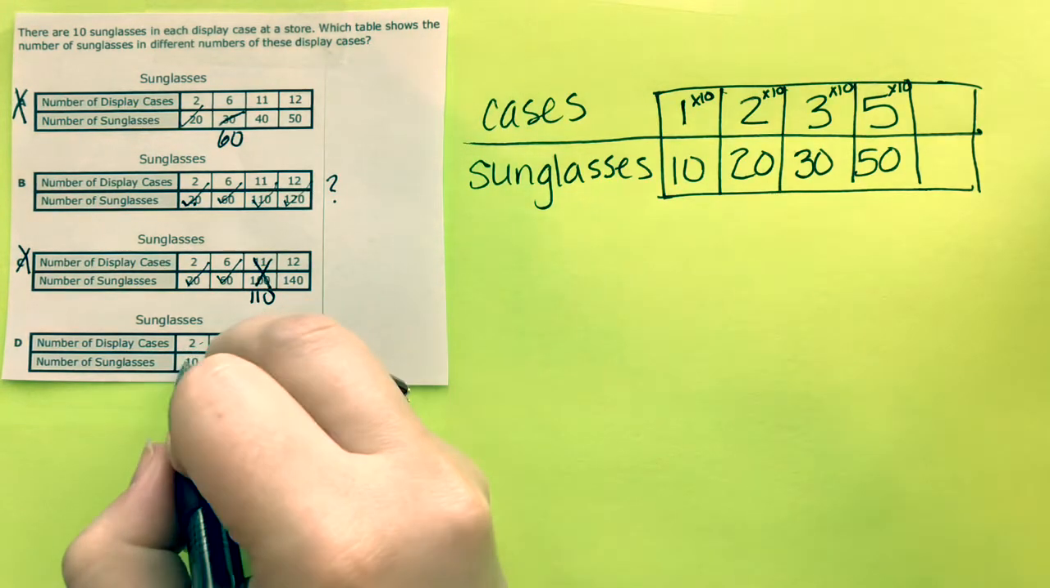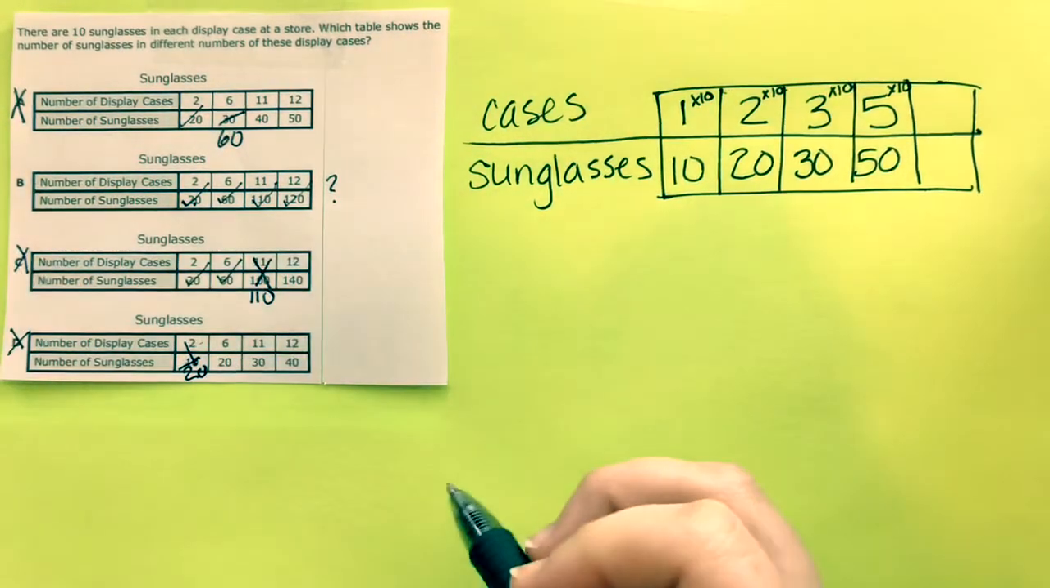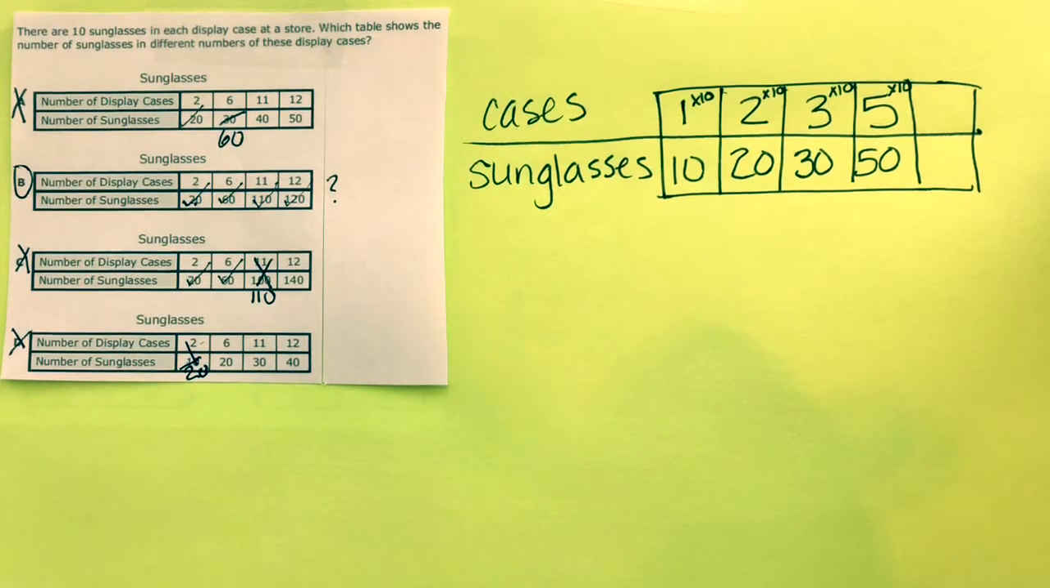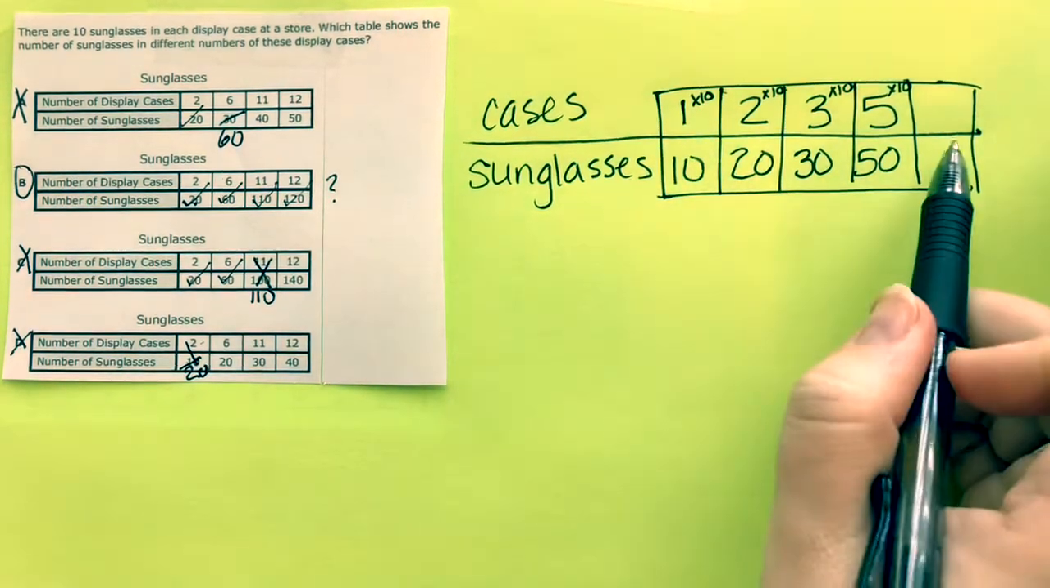There would need to be 20 here. So I know that this D is already incorrect. So I know that B is the correct answer, okay? Just remember that every time you're doing these problems, think about the 2 things that have a relationship with each other and create a pattern.